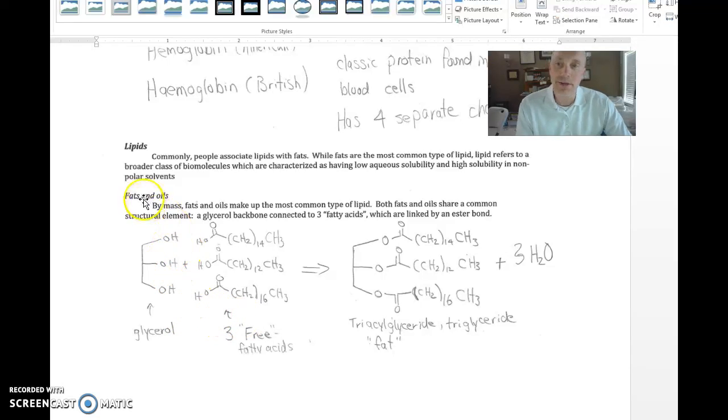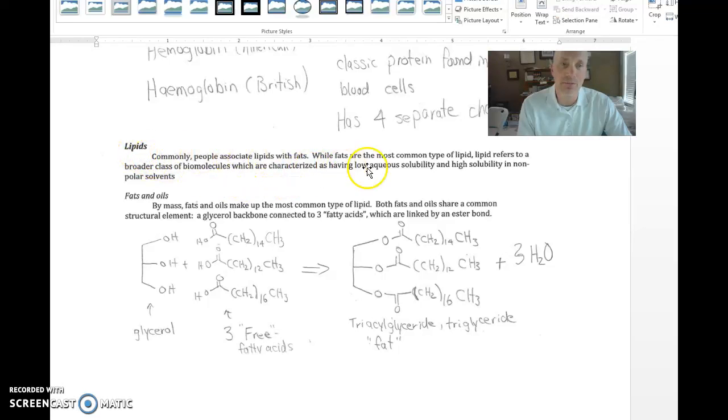Okay, so the next class of biological molecules that we're going to be talking about is lipids. Lipids is actually a broad class. It's comprised mainly of two types. There are what are called triglycerides, and there are steroids. Most lipids are going to be the triglyceride type.